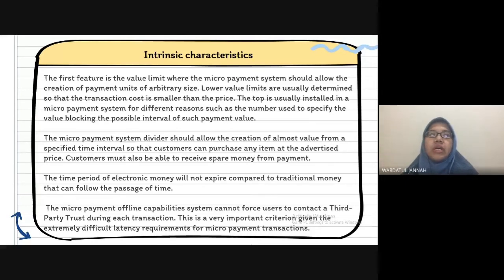Number three, the payment period of electronic money will not expire, compared to traditional money that can follow the process of time. Lastly, the micropayment offline capability: the system cannot force users to contact a third-party trust during its transaction. This is a very important criterion given the extremely difficult regulatory requirements for micropayment transactions. Next slide.